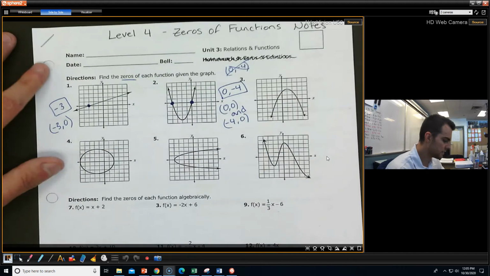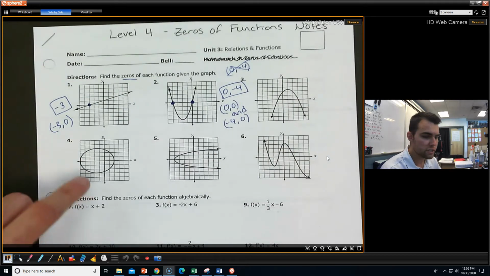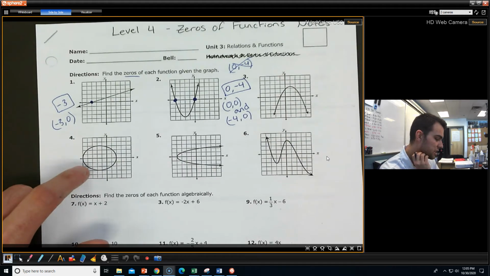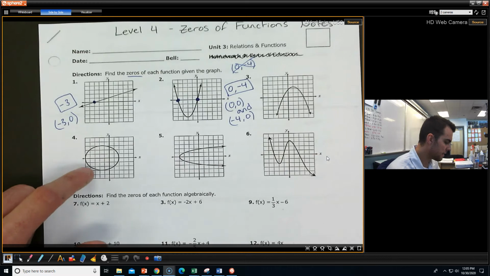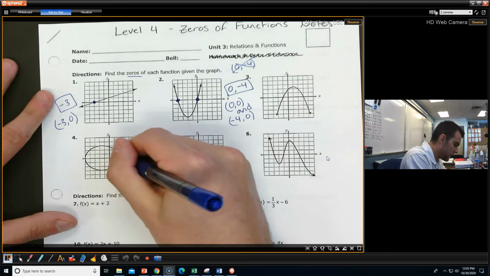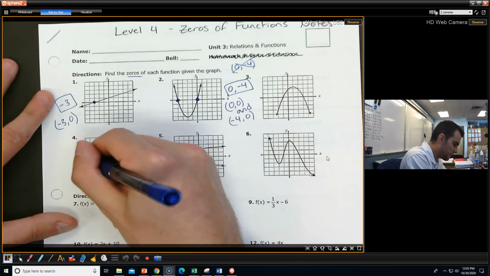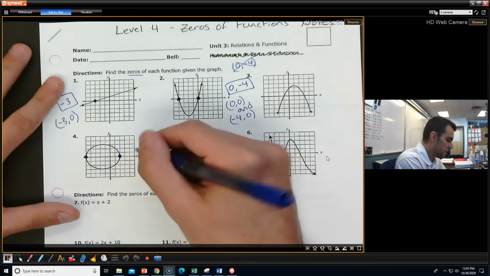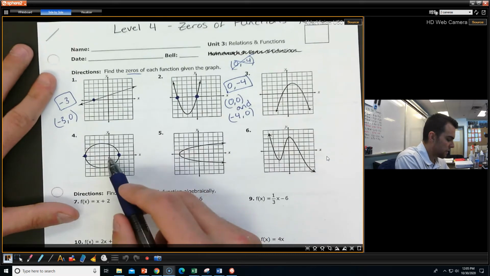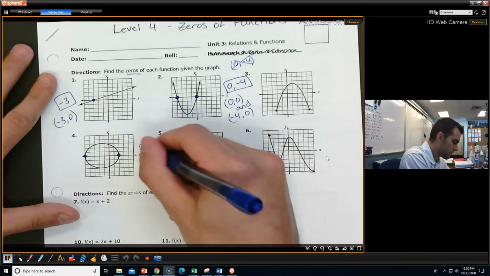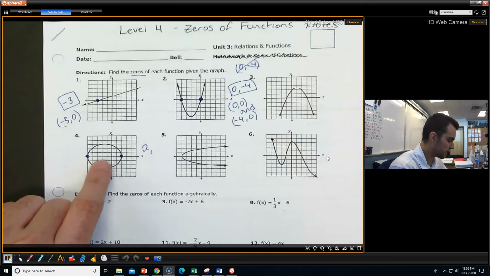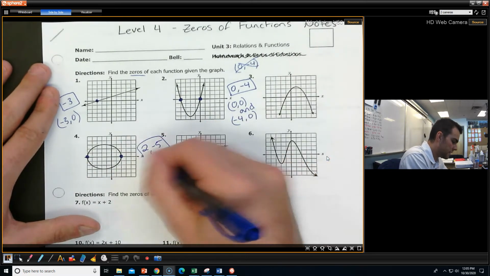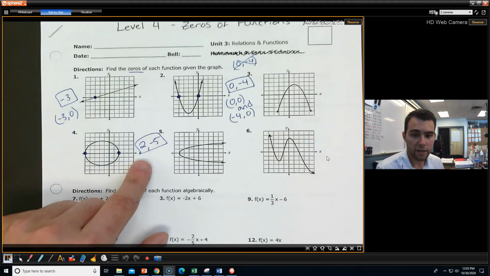All right. Let's do one more. Let's do number 4, because it's a circle, and we want to talk about that guy. It's a little different looking. We have a 0 right here. We have a 0 right here. That's where they're crossing on the x-axis. Again, what are those x-coordinates? Well, this one is 2. And this one is -1, -2, 3, 4, -5. Okay? So those are my zeros of my graph.